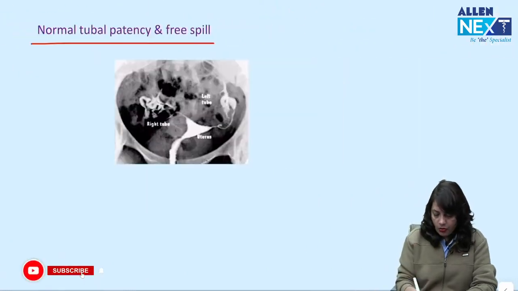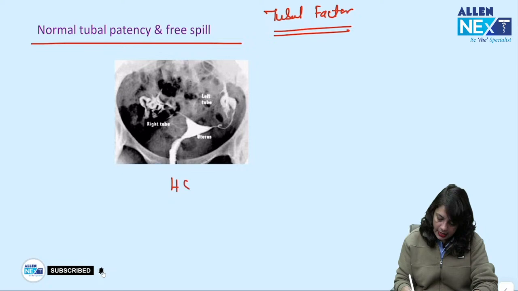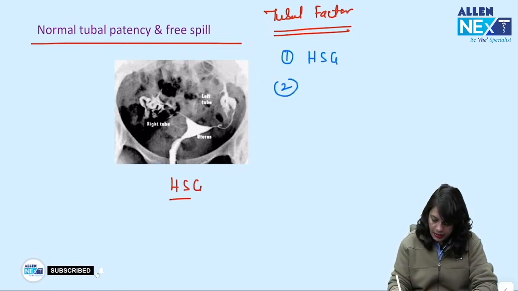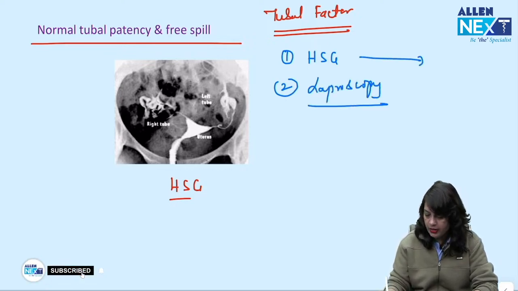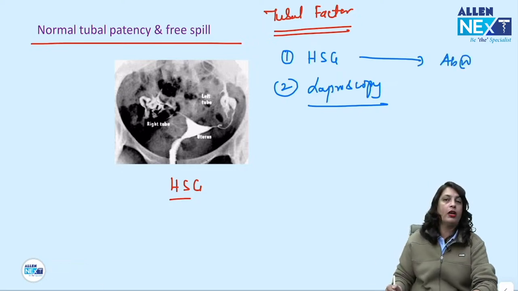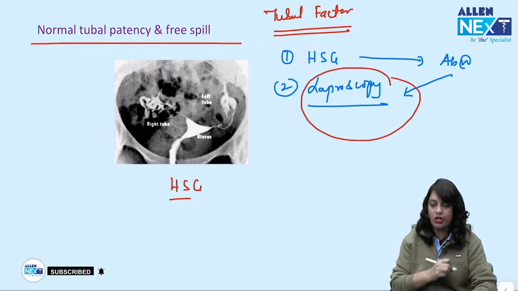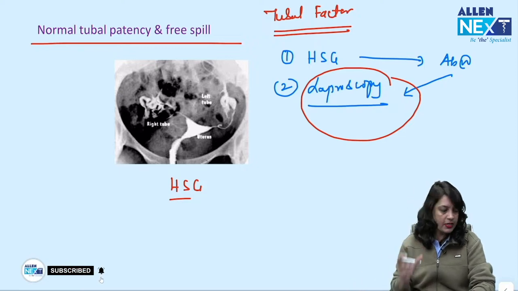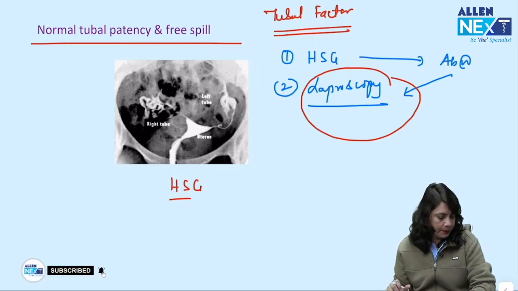Next, I come down to the tubal factor of infertility. Tubal factor of infertility, this is an HSG image. So two investigations are done in tubal factor of infertility, HSG followed by laparoscopy. If there is any abnormal finding on HSG, you need to take the patient for laparoscopy. Don't you just jump onto the IVF. Okay, that will be your wrong answer. So always abnormal HSG finding has to be taken up for a laparoscopy.